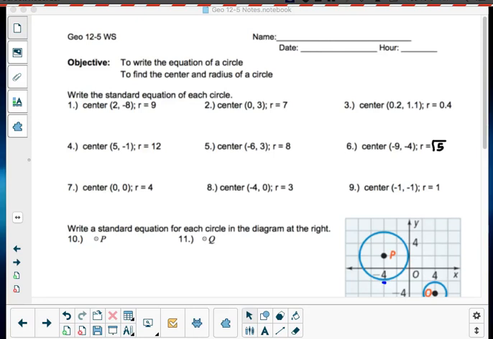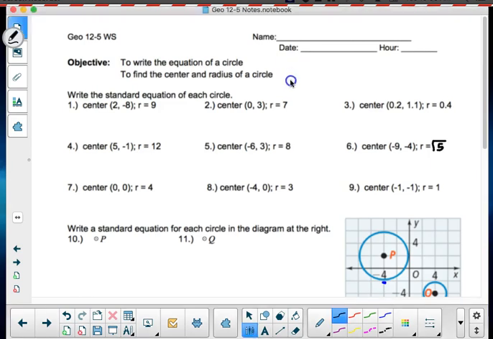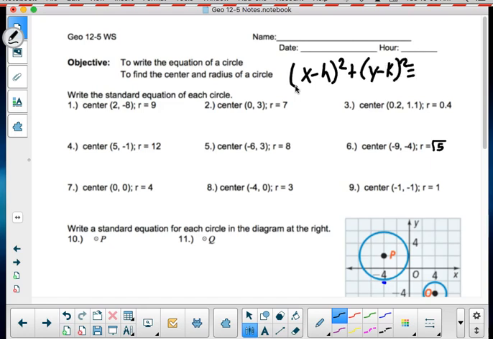Okay, this is geometry solutions for assignment 12.5. Keep in mind there's one equation you can be using for writing the equation of a circle in standard form. You're looking at this idea of (x minus h) quantity squared plus (y minus k) quantity squared equals r squared. Now, when I do this, I've got (x minus 2) squared plus (y minus a negative, so it's plus 8) quantity squared, and then 9 times 9, because that's r squared, which is 81.